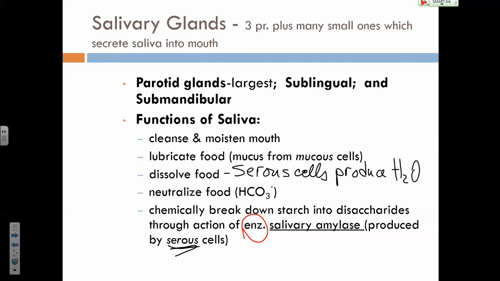Okay, then this one where it says neutralizes the food. What is that ion called?